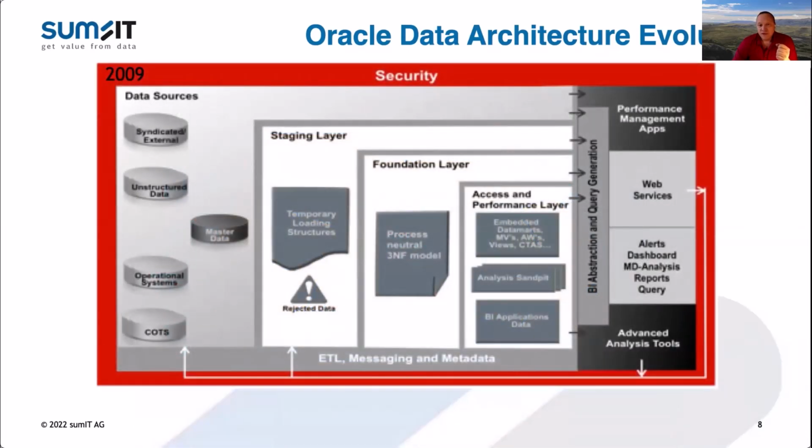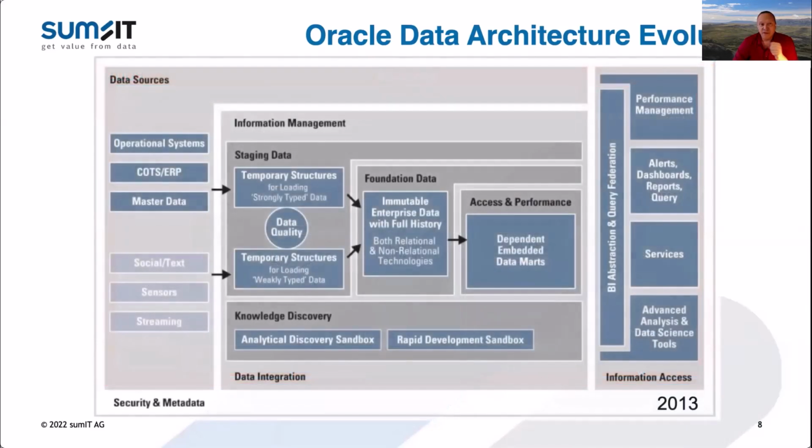And then 2009, 8 years later, it's still more or less the same picture. Now this is like the bronze, silver, gold thing. We have staging, foundation, access, and performance layer. And it's sort of still the same thing, multiple engines, proprietary file storage in the database, but lots of interfaces and stuff, no management, no autonomy thing.